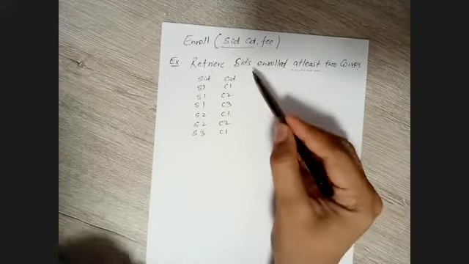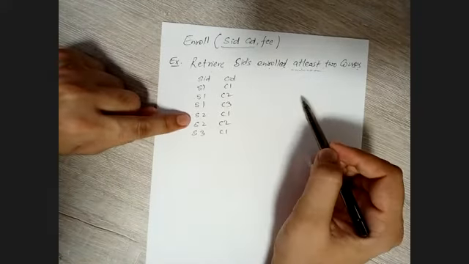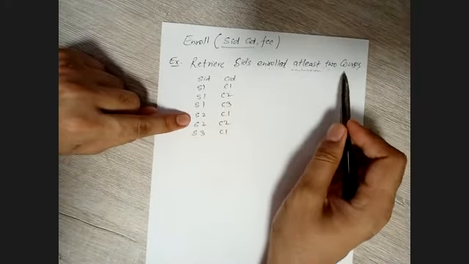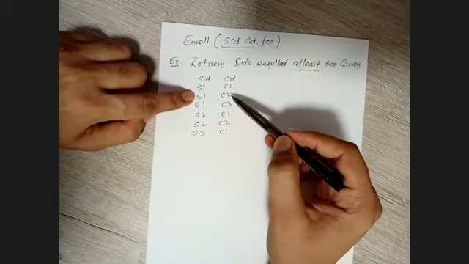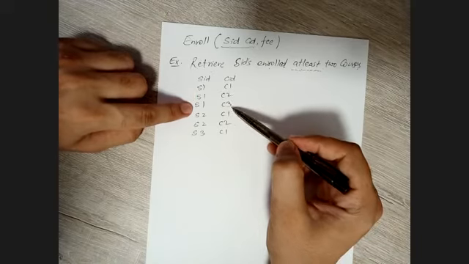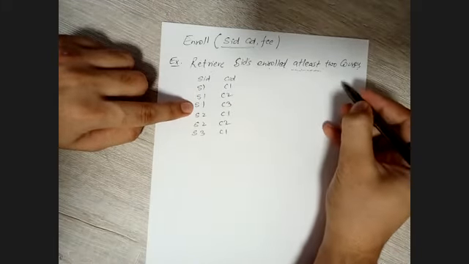Right. We need to retrieve SIDs. Fine. Here we have the SIDs. At least 2 courses. Okay, look at S1. S1 is enrolled in C1 as well as C2 as well as C3. So, okay, that's fine. S1 should be there. Why?